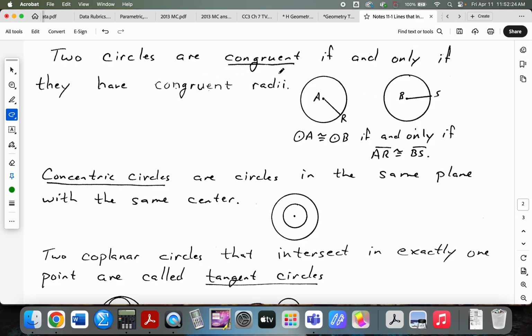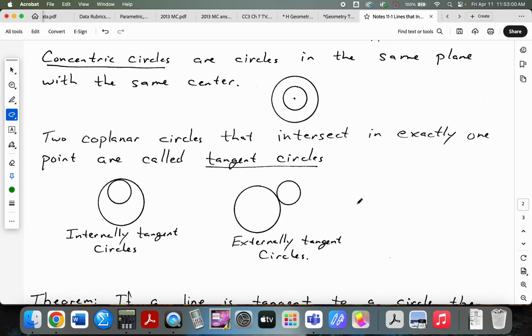So 2 circles are congruent if and only if they have congruent radii. That means it works both ways. That means if you know you've got congruent radii, you've got congruent circles. If you know you have congruent circles, you have congruent radii. So circle A and circle B can only be congruent if segment AR and segment BS are the same size. If they're not, then they're not congruent.